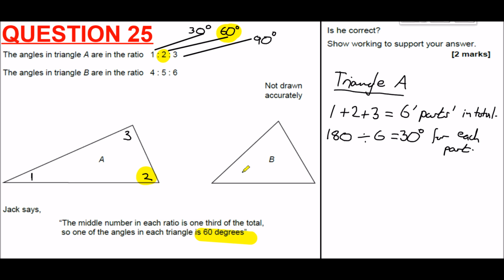And for triangle B, the angles have been split into more parts. So if we follow the same procedure, one's 4, one's 5, and the other's 6. Do not be measuring these triangles. It does say not drawn accurately, so we need to apply ratio knowledge to solve these. So if we follow the same process as for triangle A and add the number of parts up, 4 plus 5 plus 6, that comes to a total of 15 parts.